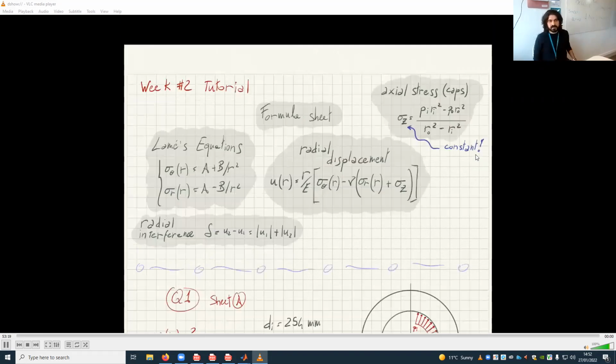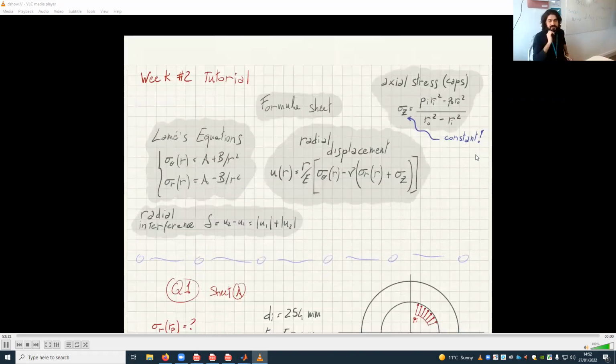I see the equation based on the start. Yes, this one. It's what you will find in the lectures as well. Okay, so it's nothing new.